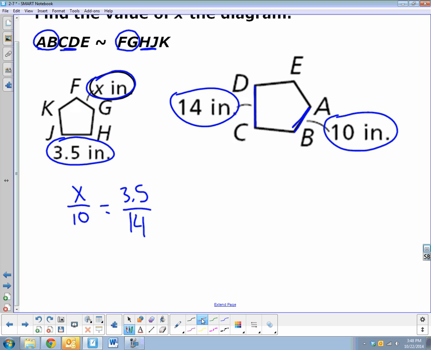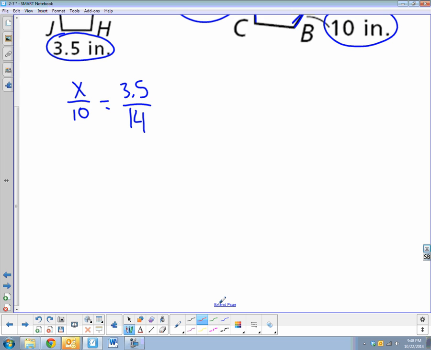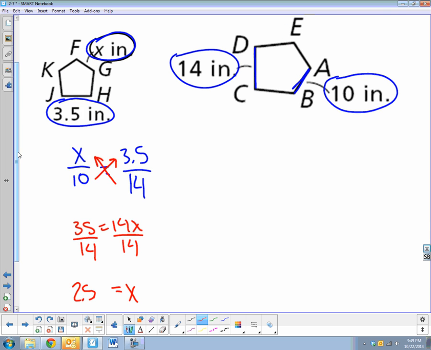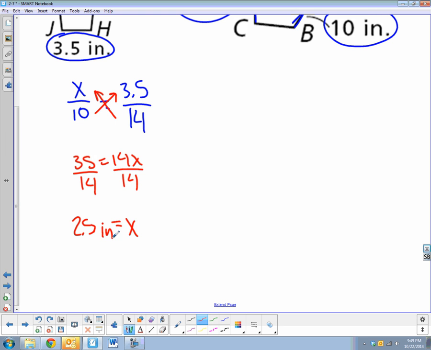And really, again, the hardest part at this point should be setting up the proportion. Once you've set it up, then multiplying shouldn't be too bad. We can cross multiply and divide. We get x by itself. And if I do 35 divided by 14, I'm going to get 2.5. And again, I'm going to look at my unit. What am I labeling it with here? x inches. So 2.5 inches. That's how long x is.